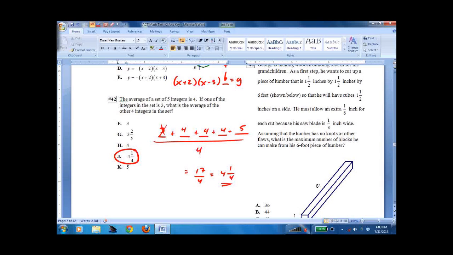Lots of different ways to do that problem. That's one of the ways I like to do it.